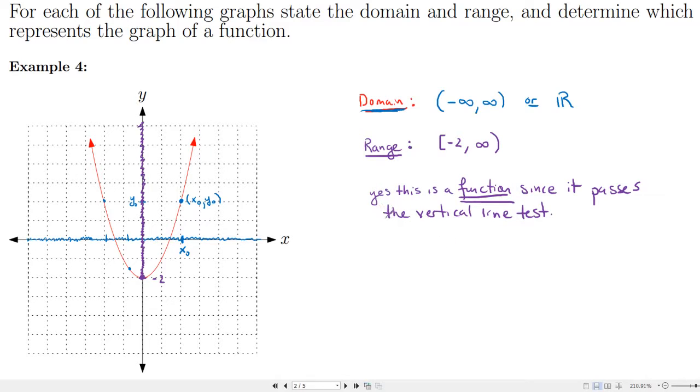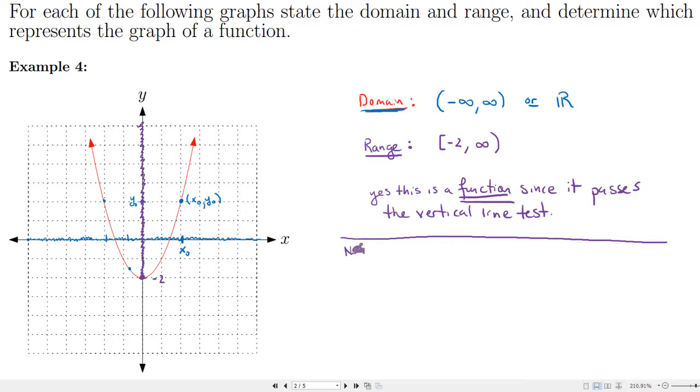Okay, now we can also classify what kind of function this actually is. So another test that you can actually do is called the horizontal line test. So if you draw a horizontal line and it hits the curve in at most one spot, then we say that that is a one-to-one function. So a one-to-one function is one that passes the horizontal line test.